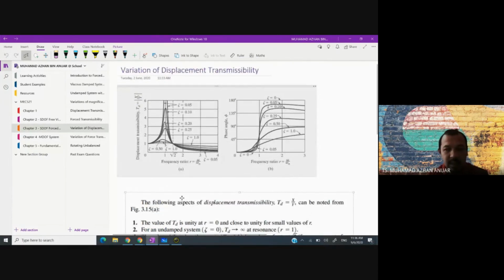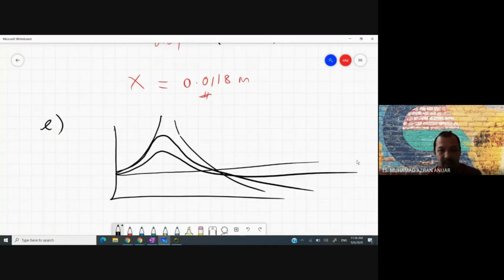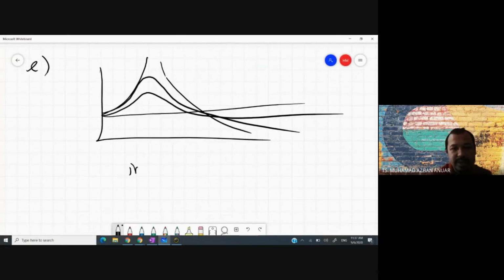In order for us to reduce the amplitude x, we basically need to reduce the displacement transmissibility. We need to reduce this value. So how are we going to reduce this? Basically by increasing R. If you look at this plot, if we increase the R value, the TD will decrease straight away, from this region to this region. So how do we increase the R value? R is equal to omega divided by omega n.